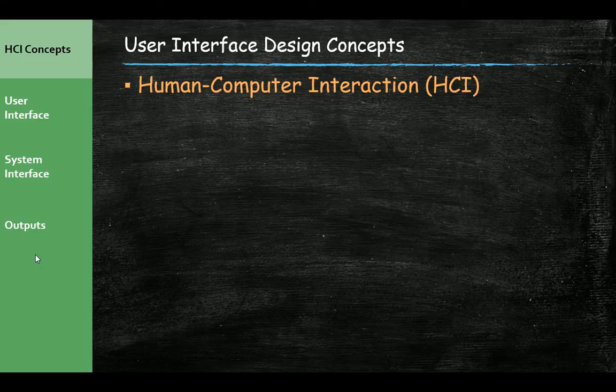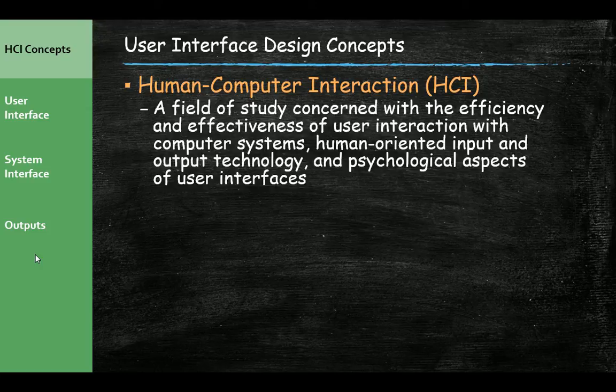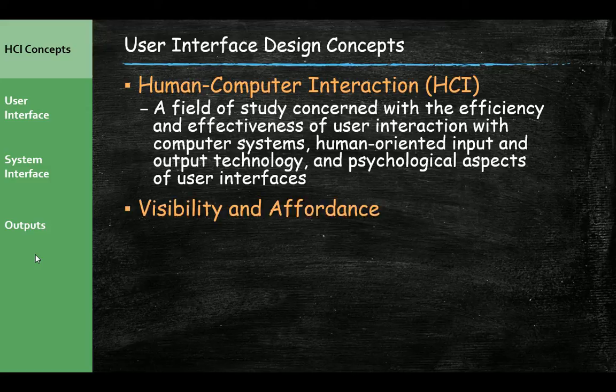I keep using this term human-computer interaction. What exactly is that? Well, it's a field of study that's concerned with the efficiency and effectiveness of user interaction with computer systems. Human-oriented input and output technologies, the psychological aspects of user interfaces, all of these things are studied in human-computer interaction. You can actually take whole courses about human-computer interaction. So it's a pretty big field.